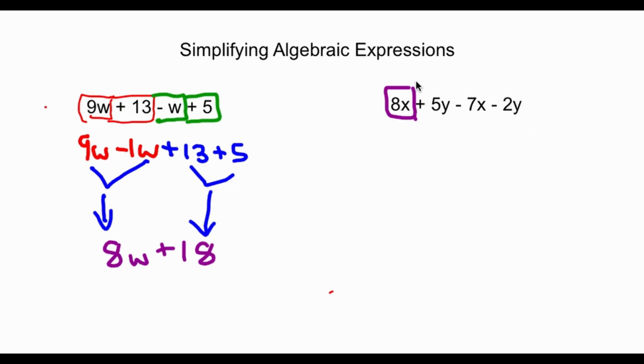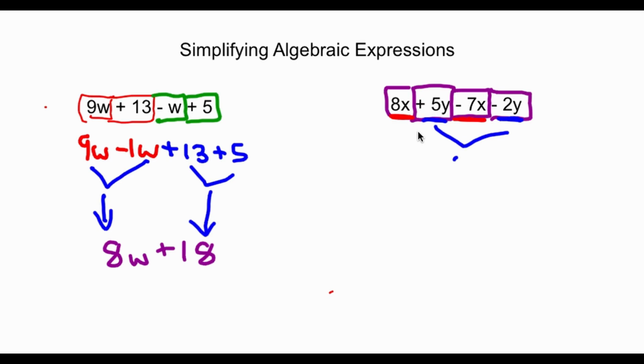So I'm going to put a little rectangle around 5y, keeping the plus with it. Another rectangle over the 7x, keeping the minus around it, and the 2y, keeping the minus. Now, the 8x will combine with the 7x, and the 5y will be combining with the 2y.